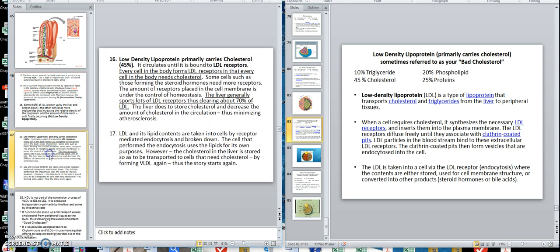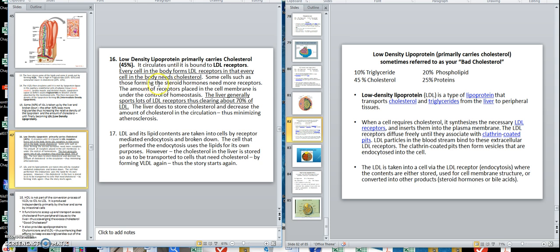So let's go to this slide. Low-density lipoprotein primarily carries cholesterol. Okay, it circulates. Now, here's where the difference is going to be. Unlike with the chylomicron and the VLDL, where we're using enzymes in skeletal muscle, cardiac muscle, adipose to dissolve out the substance, this doesn't do that. For the LDL, you have LDL receptors on cells. Every cell in the body forms LDL receptors in that every cell in the body needs cholesterol.